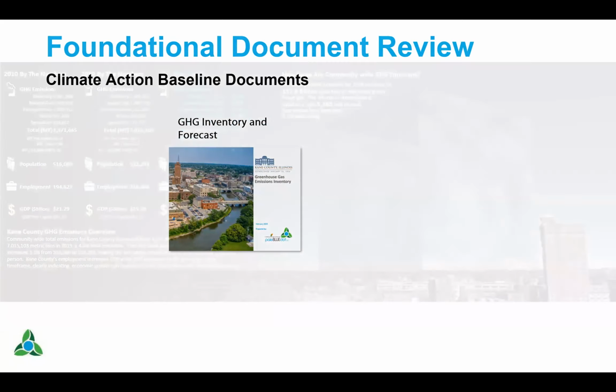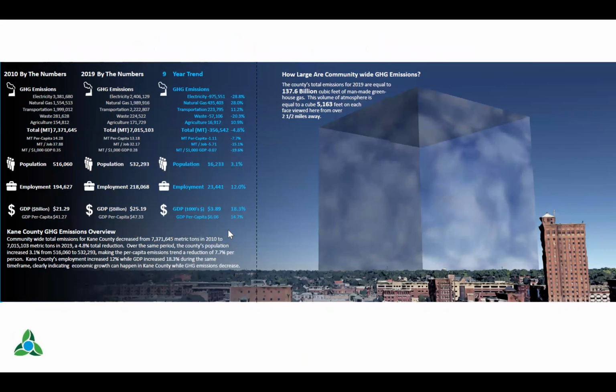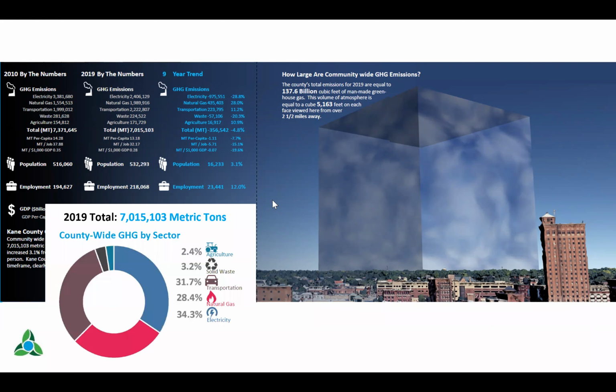The GHG inventory and forecast, we put that together. We pulled data from CMAP as well as generated data specific to this effort, specifically around agriculture and other sections that were not included in CMAP. The good news is that from 2010 through 2019, we've seen a decrease in our emissions by about 5%. That's fantastic. The 2019 total is over 7 million metric tons of greenhouse gas emissions.